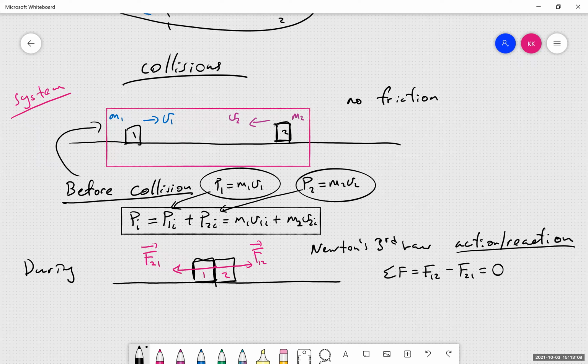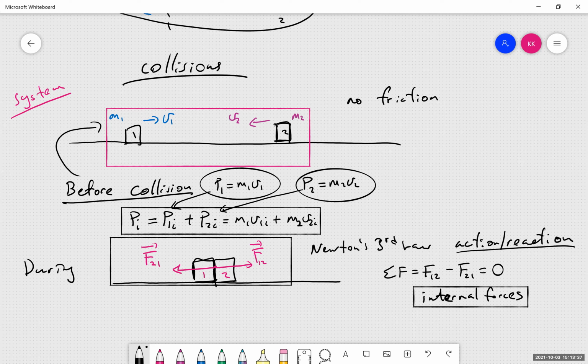Because F12 represents the force that object 1 exerts on object 2, and F21 represents the force that object 2 exerts on object 1. Those are forces that they exert on each other during the collision. Those are also sometimes known as the internal forces, and internal forces always sum up to 0. So that's why this is my system, and the system has two objects, and during the collision, they strike each other with force. But if I add those two forces together as the net force of my system, I will get 0.